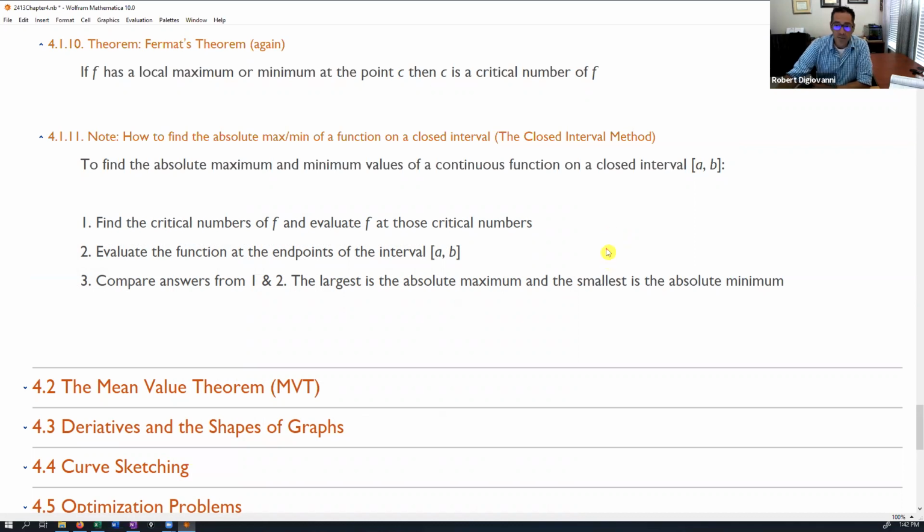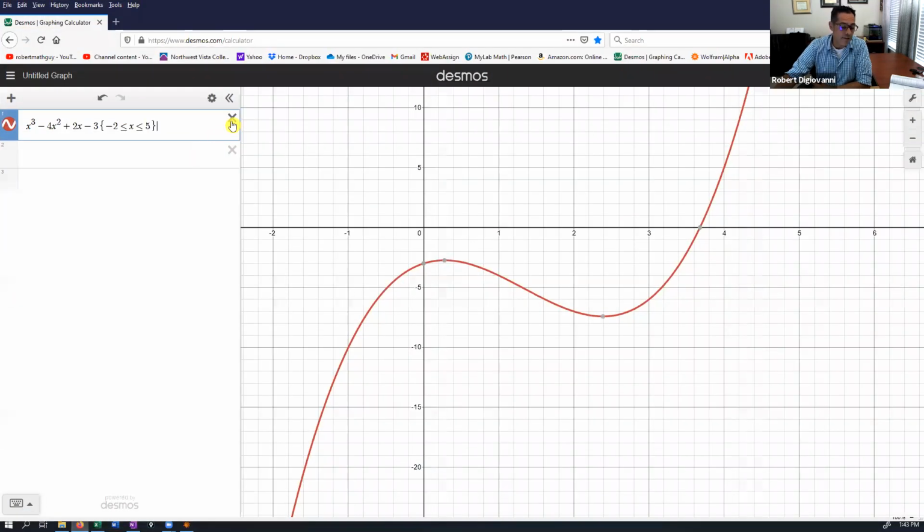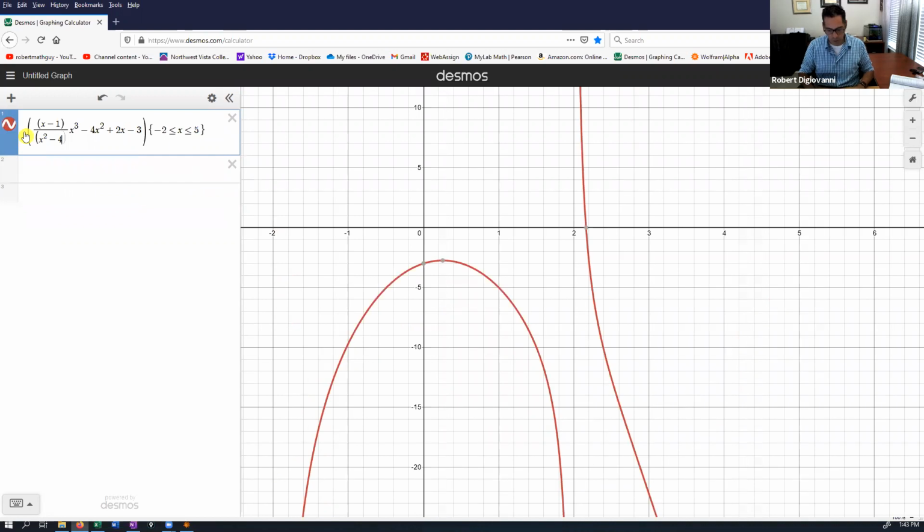Okay, you ready for a new one? Everything's been kind of fun up to this point. Fun as in I've kept the functions nice. So I think I'm going to do this one a little backwards. Let's start with a graph, and then I'll ask the question. So I want us to do x minus 1 over x squared minus 4. Quotient rule.